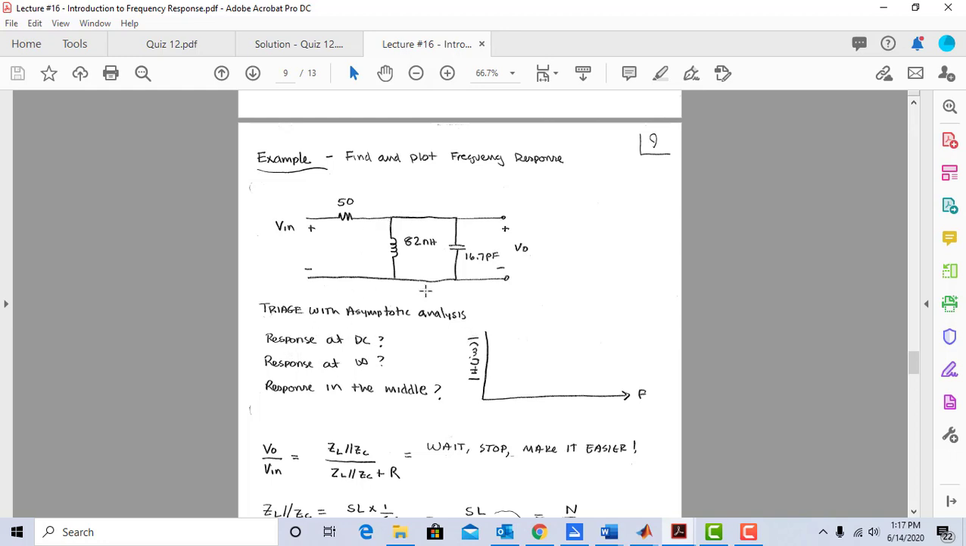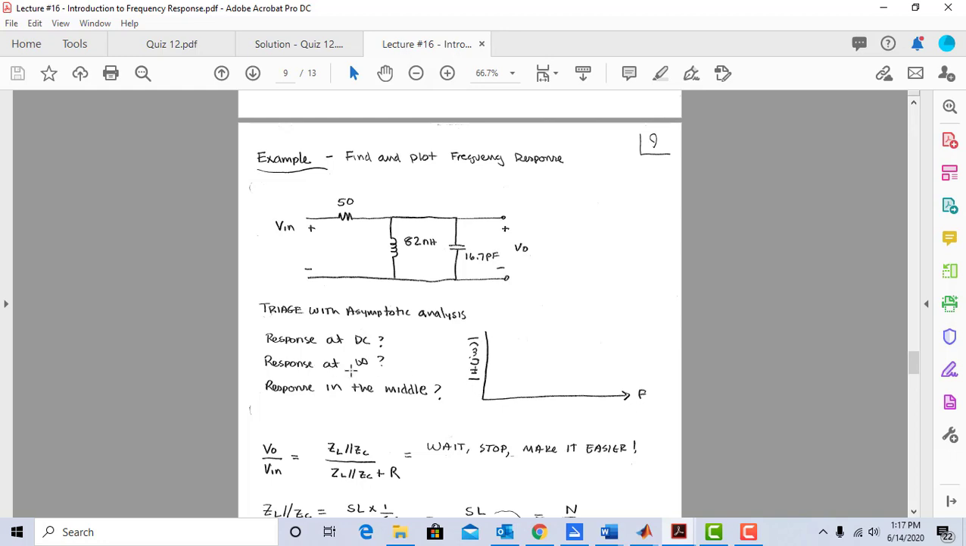At DC, I know that I have no voltage across the inductor. So the magnitude of j omega is going to be 0. If I was in dB here, it would be -infinity. So we're not in dB right here. So we're going to put our 0 right here.